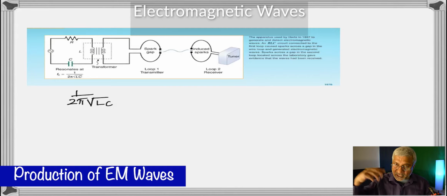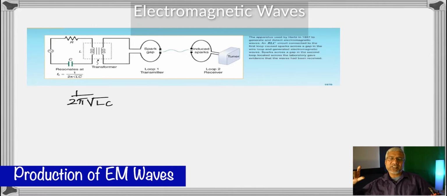And on the other side of the room, Hertz had another loop with a similar gap, loop 2, which functioned as the receiver. So you have the transmitting loop here and you have the receiving loop. And across the room, he found that there were sparks produced in the gap of loop 2. How exciting that should have been the first time he saw it.